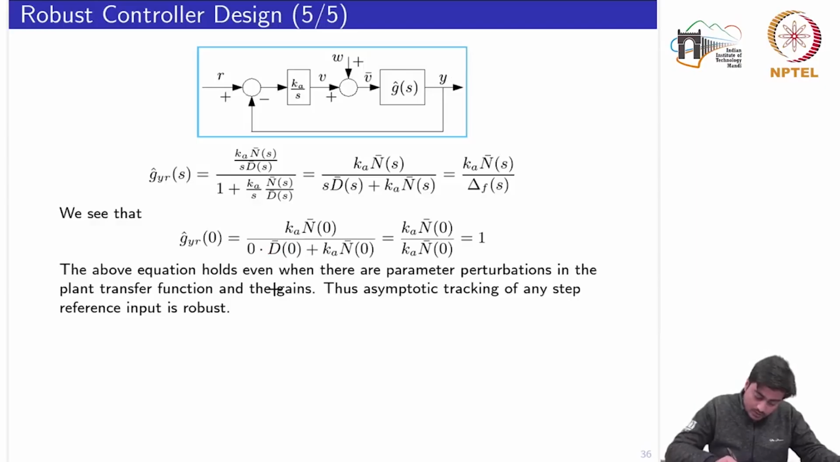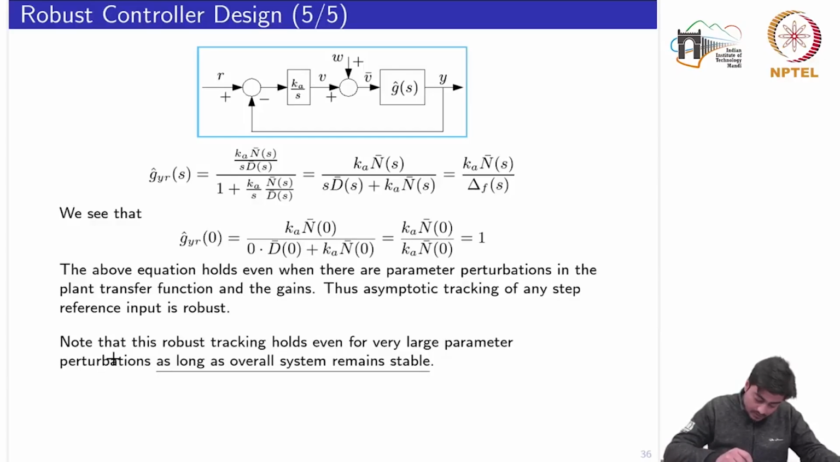So the above equation holds even when there are plant perturbations in the plant transfer functions and the gains, because we had seen earlier that the response affected by those disturbances or variations would die out, and thus the asymptotic tracking of any step reference input is robust. Note that this robust tracking holds even for large parameter perturbations as long as the overall system remains stable.